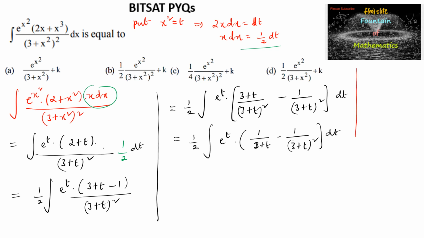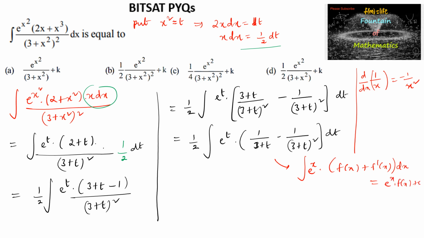And we know that differentiation of 1 upon x, d by dx of 1 upon x, is minus 1 by x square. So here differentiation of 1 upon 3 plus t is minus 1 by 3 plus t whole square. So it is in the form integral e power x into f of x plus f dash of x dx. And we know that integration of e power x into f of x plus f dash of x dx is e power x into f of x plus c. So here this function is f, and minus 1 by 3 plus t whole square is f dash.